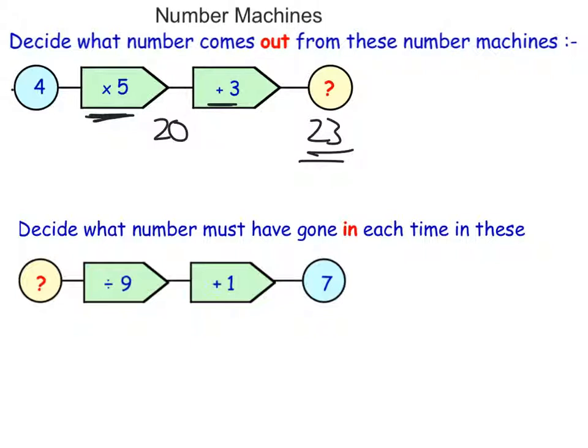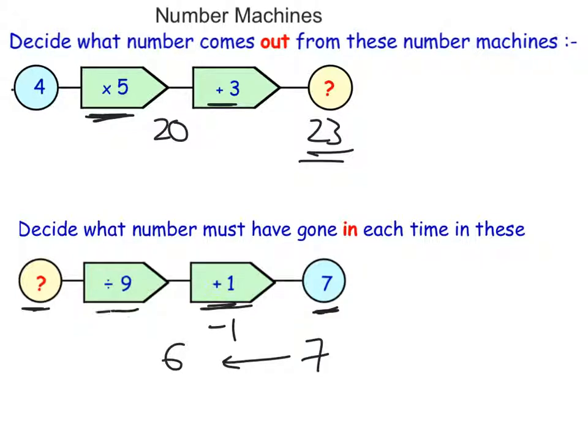In the second question, we're going to look at finding what went into the machine given that we got 7 as the answer. So how we do this is we work backwards and we reverse everything that happens to it. So we end with 7 and the last thing that happens to 7 is plus 1. So as we're going the other way around, we're going to do the opposite: the opposite of adding 1 is taking 1 away. So if I take 7 and I take 1 away, that gives me 6.